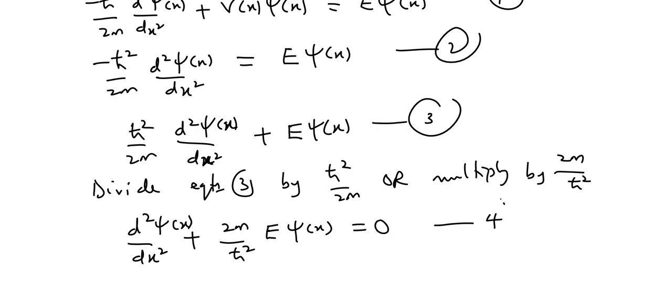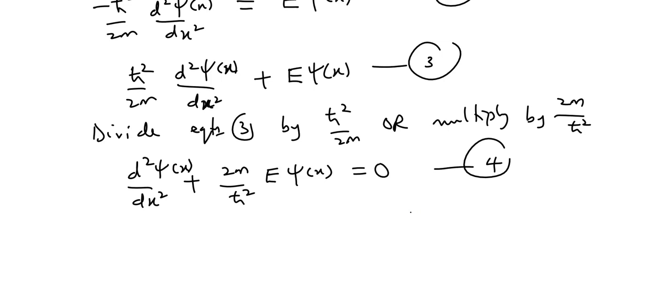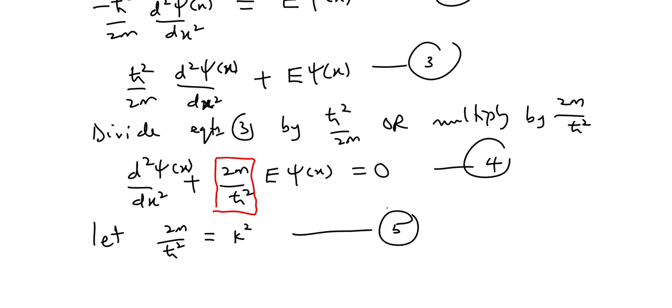So let's call this equation 4. This 2m over h bar squared, we want to denote it by k squared. So let 2m over h bar squared be denoted by k squared. Please, we need to save this, so let me call this equation 5, because we're going to use this later. Let me also circle it.